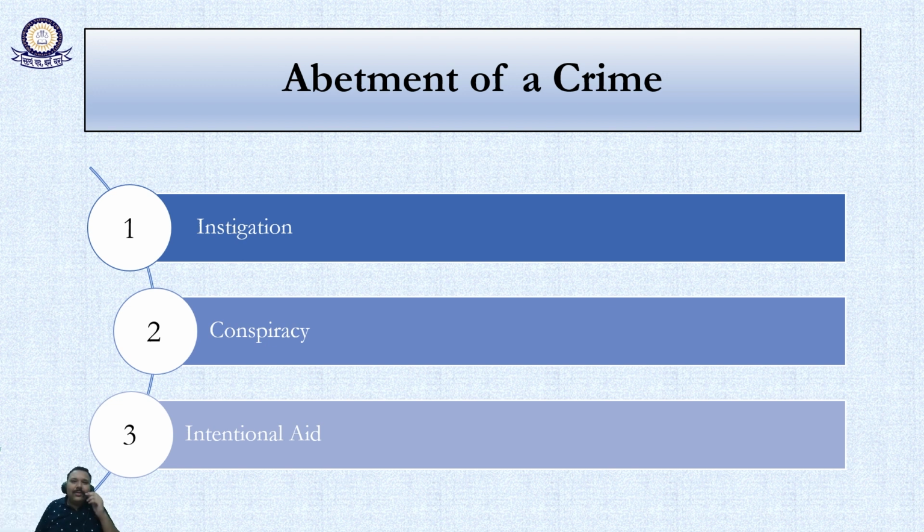Now, if the police arrests me, I will say, sir, how come I am expected to know that this person is so insane that he'll go and actually commit a crime? This is a joke. This is what people say. So, in order to punish me for instigation, it will have to be proved that I actually intended to instigate that other person to commit a crime.